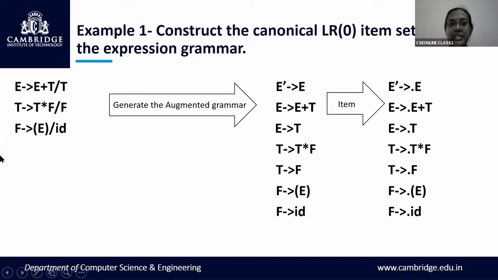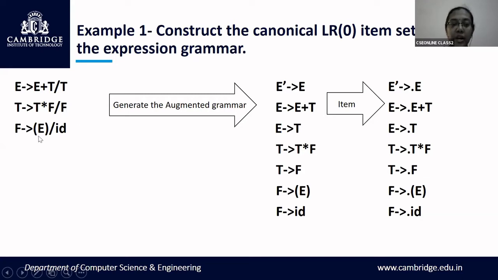Check if this grammar is ambiguous. How do you check it? You are supposed to construct a parse tree. When you construct a parse tree, if you get only one parse tree for the possible input string, then the grammar is said to be unambiguous. By looking at the grammar itself, you can know whether the grammar is ambiguous or not.